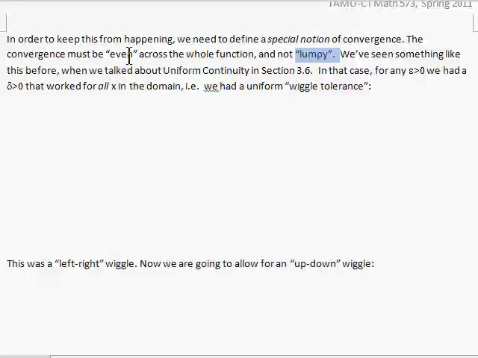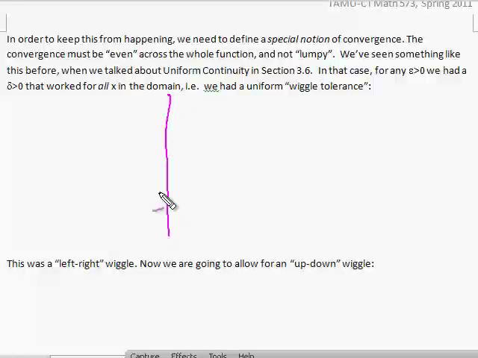All right. This idea of even convergence may recall to mind the discussion of uniform continuity that we gave in section 3.6. In that case, for any epsilon greater than 0, we found a delta greater than 0 that worked for all x in the domain. That is, we had a uniform wiggle tolerance. All right, so let me explain what I mean by that. So let me draw my axes and my function. So let's say the function looks something like this.